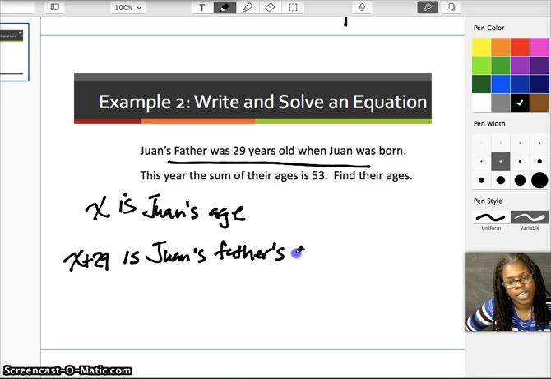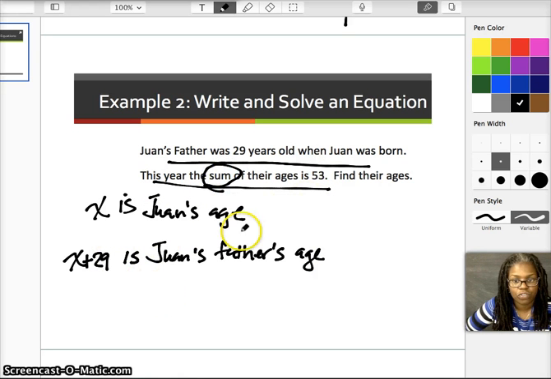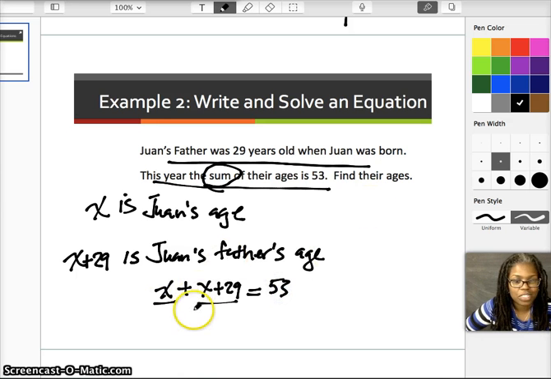Juan's father's age, all right? So that's what we have. Now we know that this year, the sum, which means addition, of their ages is 53. So I'm going to do x plus 29. So this is Juan's age plus his dad's age is equal to 53. And this is an equation that I'm going to solve.